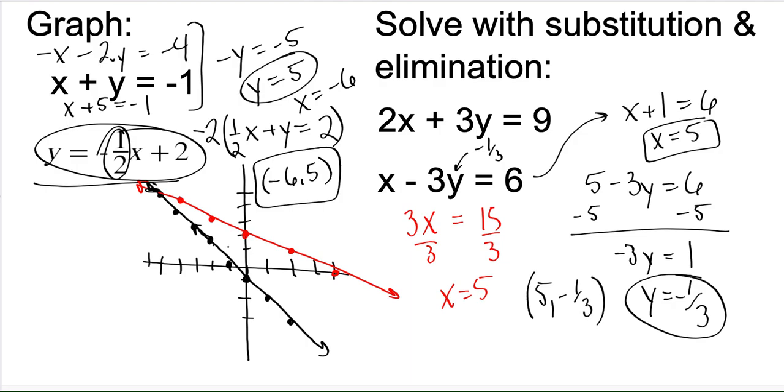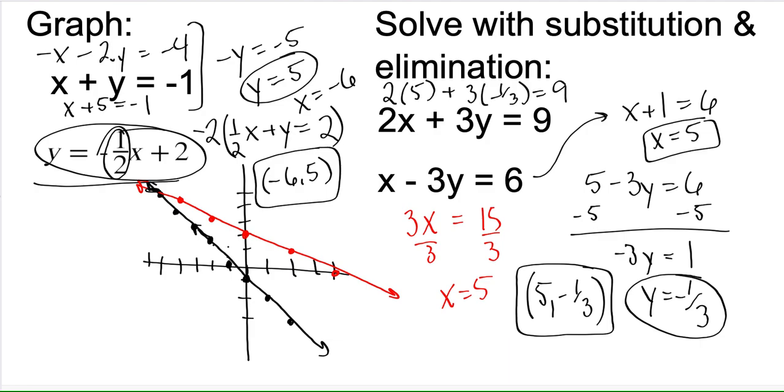And just because I got a fraction here, I want to double check it to see if it works in the other equation. So we're going to take the x and the y that we got here and plug it into this equation. So 2 times 5 plus 3 times negative 1/3. And we'll see if this gets us a 9. So this is a 10. I'll write that here. This is a negative 1. So that does, in fact, work. So that is correct. All right?